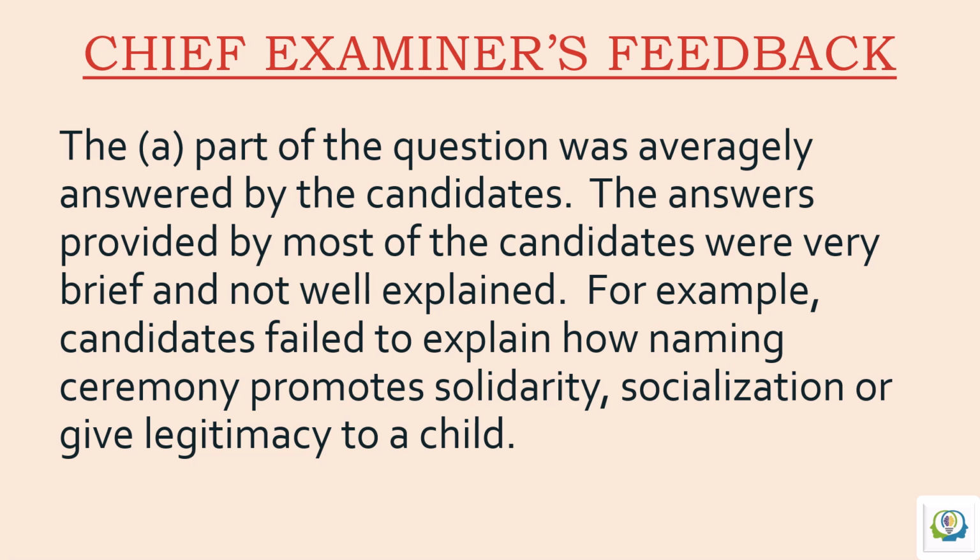Let's look at what the chief examiner said about that particular question. He said, the A part of the question was averagely answered by the candidates. The answers provided by most of the candidates were very brief and not well explained. So as I said earlier, it is expected of you that an outline question should be explained. For example, candidates failed to explain how naming ceremony promotes solidarity, socialization, or giving legitimacy to a child. So some of the candidates just wrote these words or phrases as their explanations for that particular question, which obviously will make them lose so much marks.